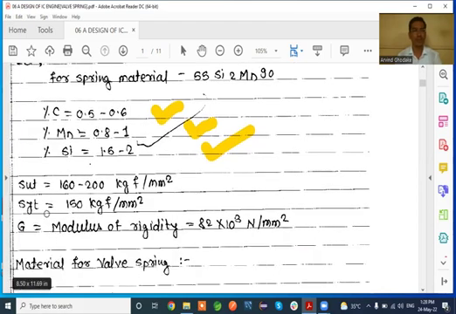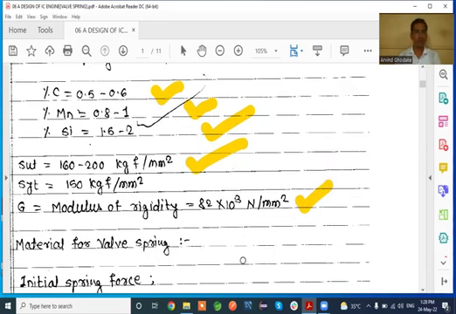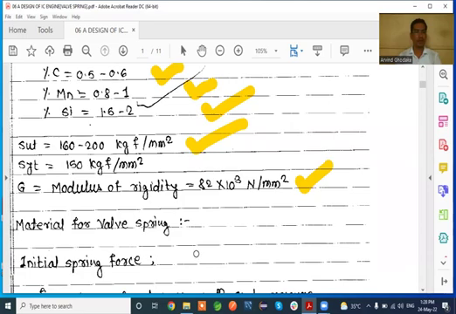The ultimate tensile strength for the material lies between 160 to 200 kg per mm square. Then Syt is 150 kg per mm square. The modulus of rigidity G is equal to 82 into 10 raised to 3 Newton per mm square. Therefore, this is the material for the valve spring.